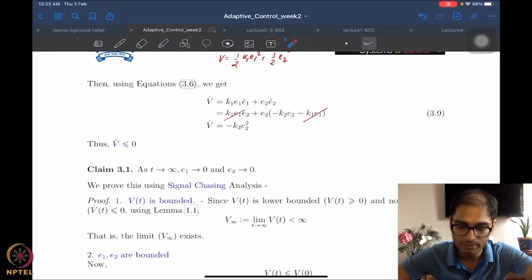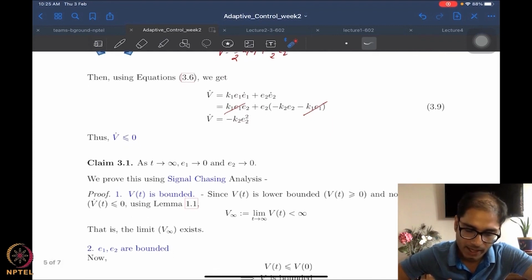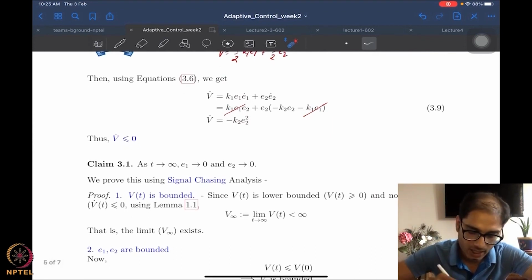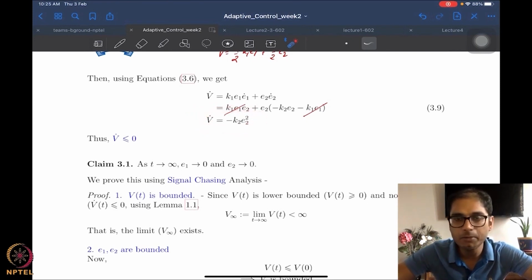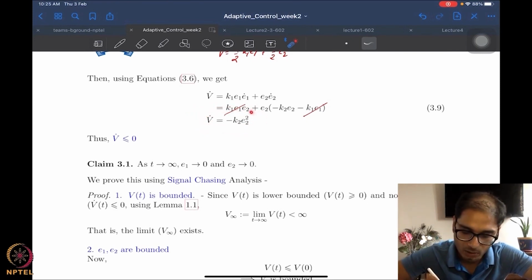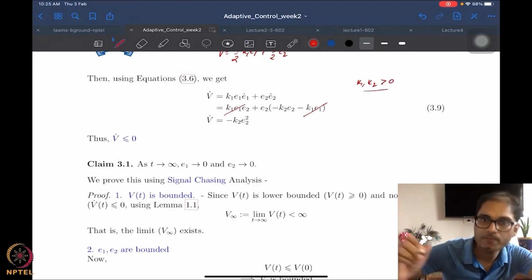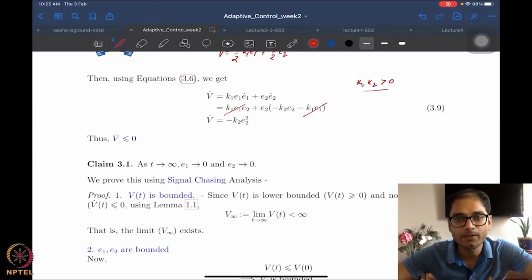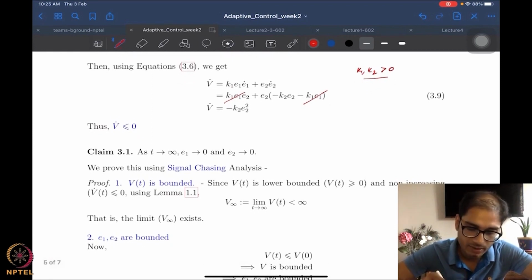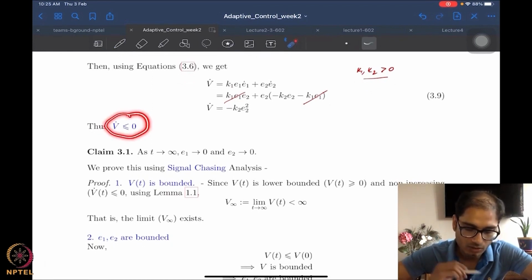Excellent, great. And then what do I have? It is essentially obvious that V dot is now less than or equal to 0. It can never be positive, because again I have a square term with a negative sign, and k2 is of course positive. Both k1 and k2 are positive quantities. So I know that V dot is less than or equal to 0.